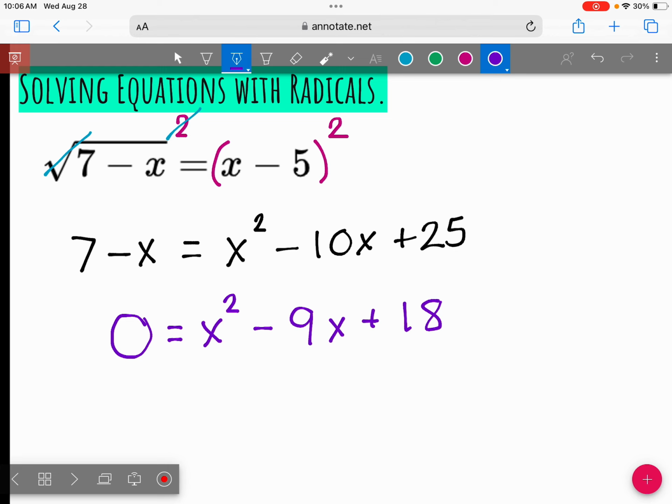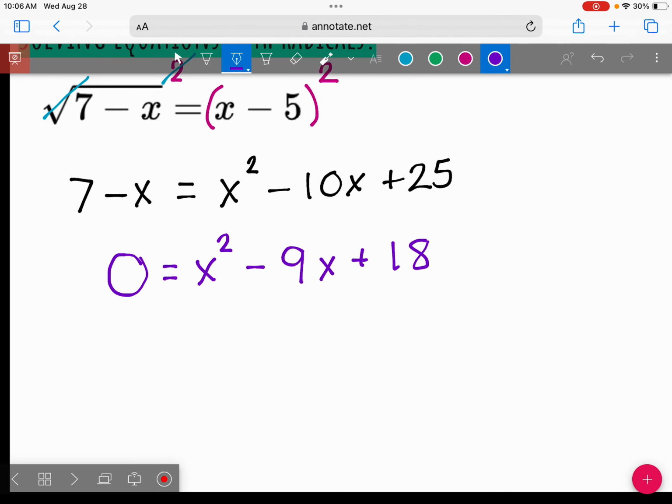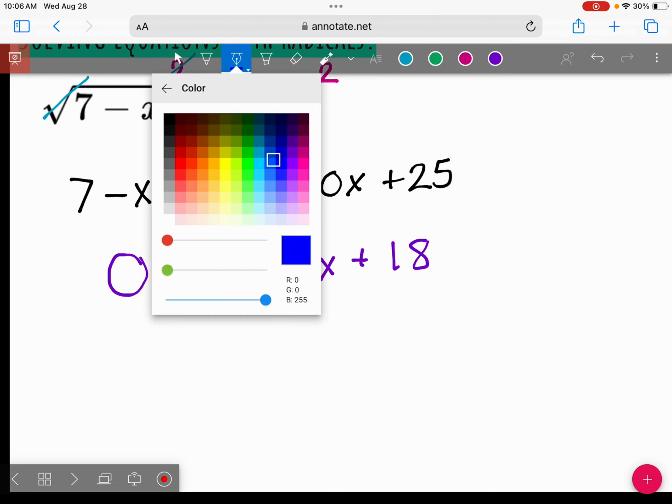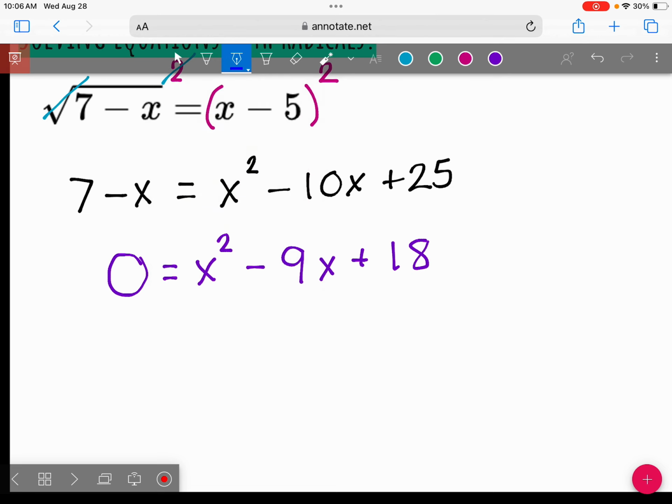You can solve in any way your little heart desires. You can use the quadratic formula, you can complete the square, you can factor. However we wish. This one does factor. And our a value is 1, so we don't even have to do any super duper hard factoring. Like this is our easy peasy. All we need is our two numbers. So what is our factored form going to be? X minus 3 and x minus 6.